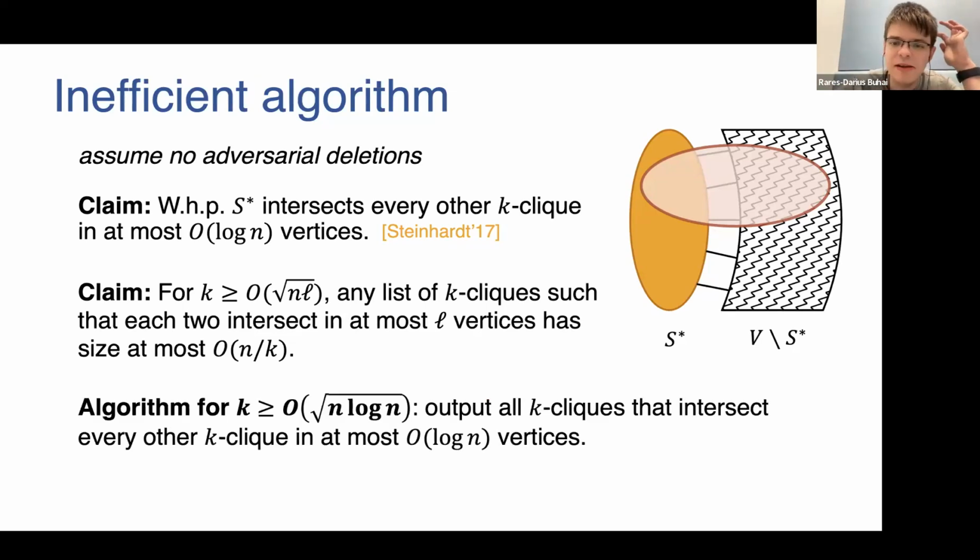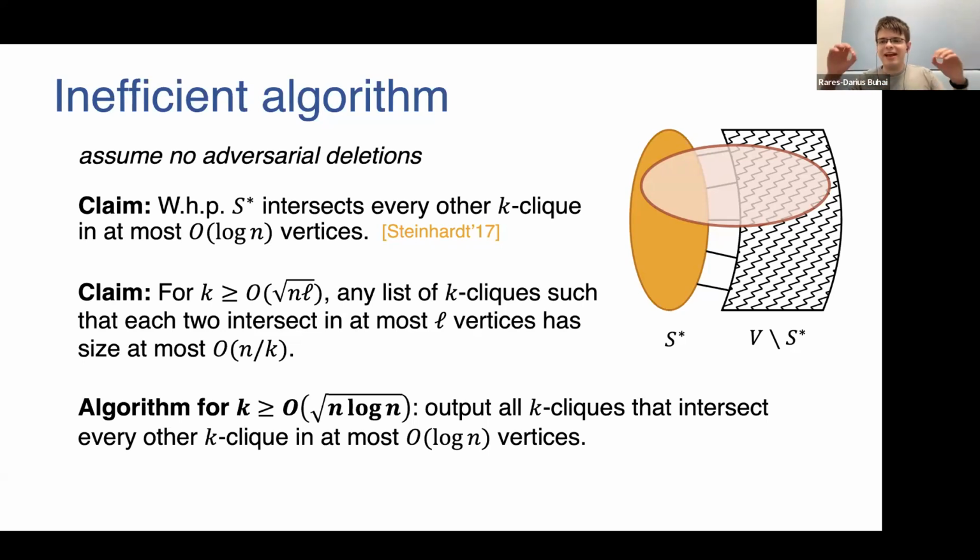So this is really a trivial proof for this claim. And then these two claims actually give us an algorithm, a very inefficient algorithm, but an algorithm that works for k larger than root n log n, which is very good. So you just output all the k-cliques that intersect every other k-clique in the graph in at most log n vertices. So you implement this by checking if something is a k-clique and then checking all the other k-cliques and making sure that the intersection is small. So first of all, note that this outputs S star, because we know by the first claim that S star intersects every other k-clique in at most log n vertices. So it's going to be part of the output.